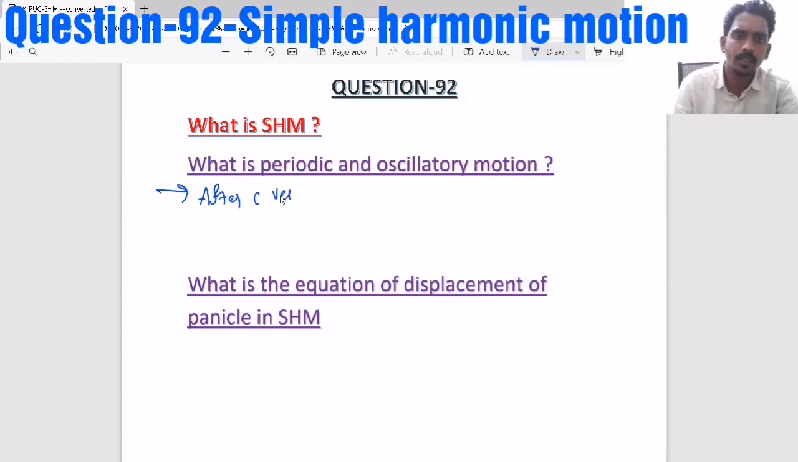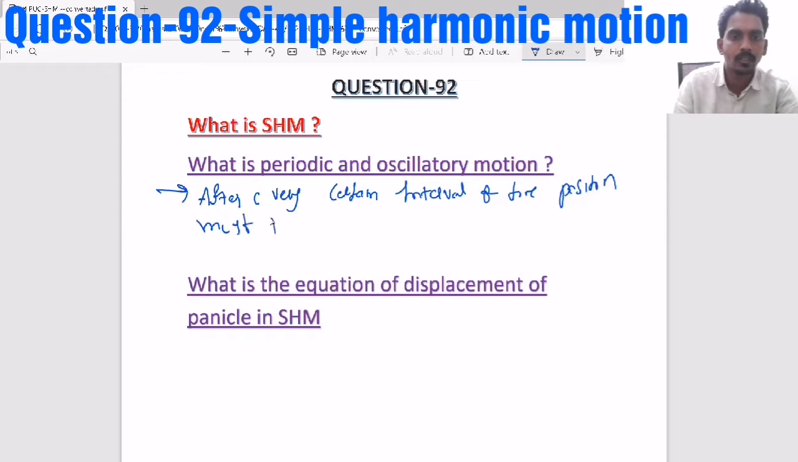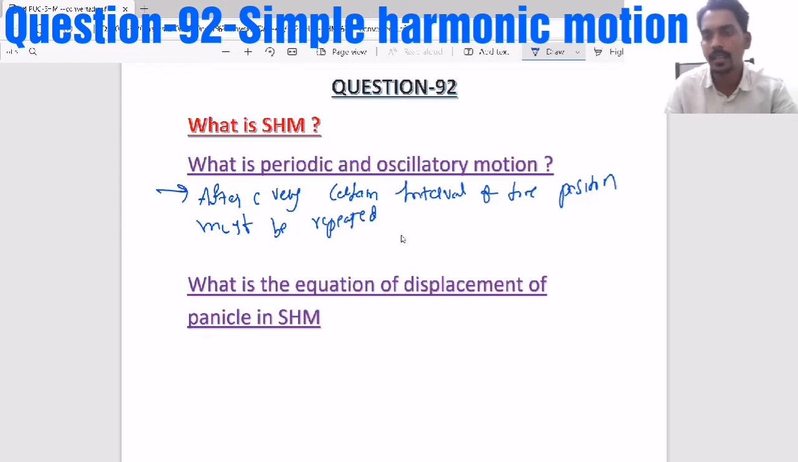After every certain interval of time, position must be repeated. Just like planetary motion, all planets revolve around the sun in a periodic motion. Like Earth completes one revolution after every 365 days. Such kind of motion we call periodic motion.